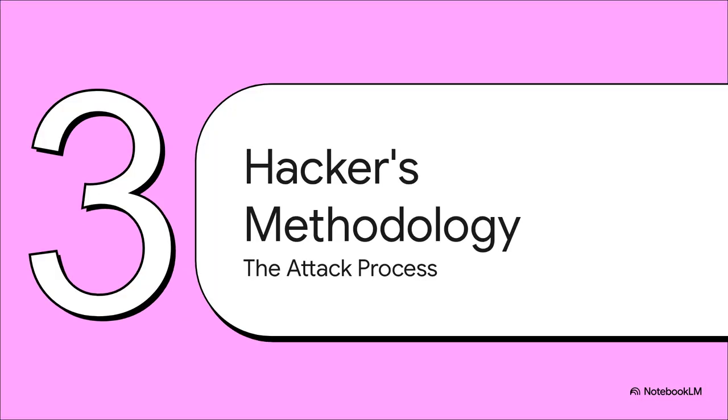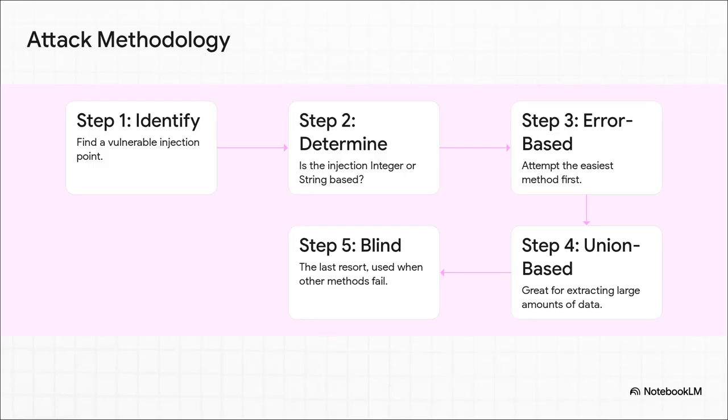So, with all these different attack types in mind, what's the actual process a penetration tester goes through? Well, it's not random. Let's see how these pieces come together to form a repeatable strategy. It really is like a logical funnel. First, you gotta find a weak spot, an injection point. Then you figure out what kind of data you're working with. Are we talking numbers or text? From there, you always start with the easiest, loudest attack, error-based.